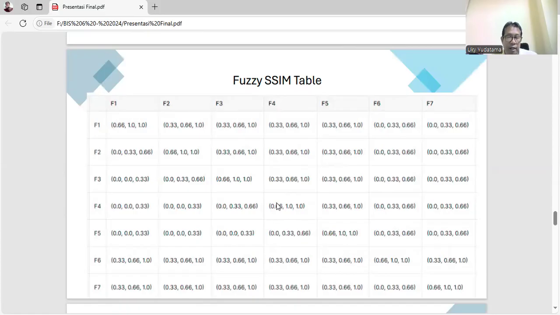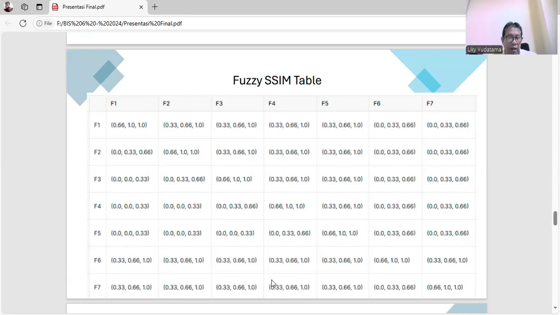This slide presents the fuzzy reachability matrix based on the fuzzy structural self-interaction matrix, FSIM. Each cell in the matrix represents the influence between two factors, using fuzzy values to indicate the strength of the influence. For example, the relationship between F1 policy and regulation and F2 commitment and management support is marked with a fuzzy value of 0.66, 1.0, 1.0, which means a very strong influence in the fuzzy linguistic scale.